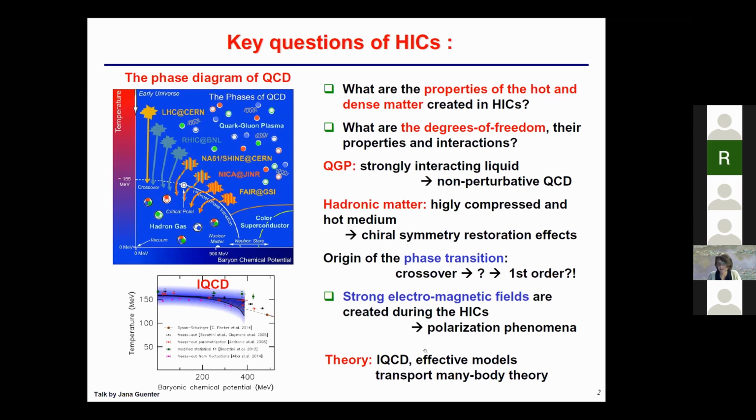a lattice, but definitely it cannot be solved, as I said, with its full beauty nowadays, and we have to rely on effective models. And in order to compare with heavy ion data, we definitely need to cover a very complicated dynamical evolution. And because of that, we need the transport many-body theories.